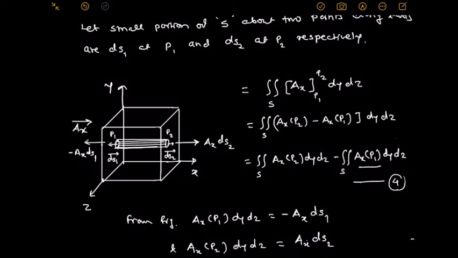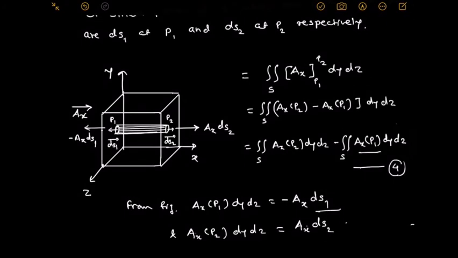Hence, Ax at P1 dy dz is equal to minus Ax ds1. And Ax at P2, what does it represent? At the surface P2, the direction of the x component of vector A is in the same direction as the outward normal at P2. In that case, the flux is positive, whereas at P1 the flux is negative. Hence, instead of Ax at P2 dy dz, we directly write Ax ds2, and the surface integral of Ax at P1 dy dz, we write as minus Ax ds1.